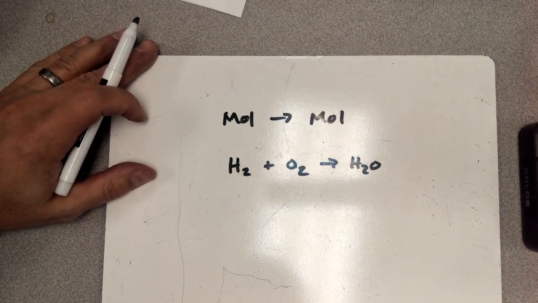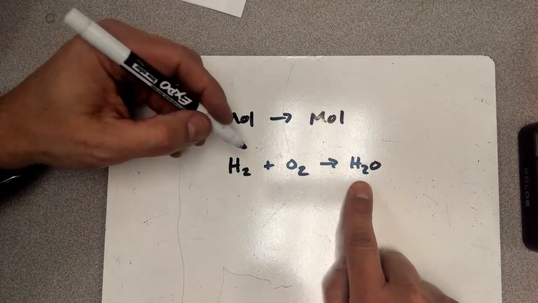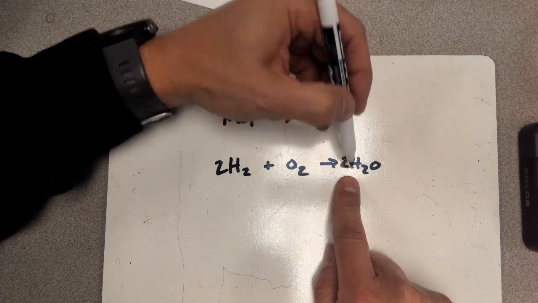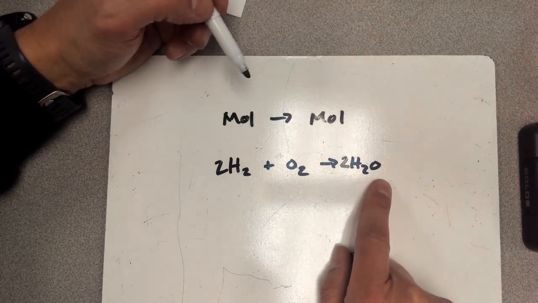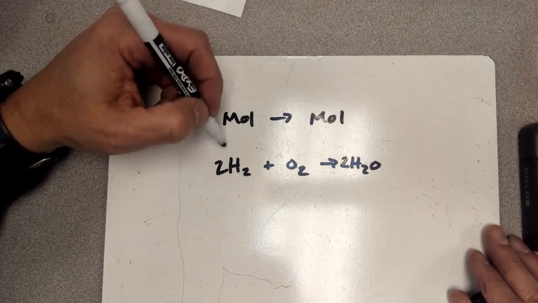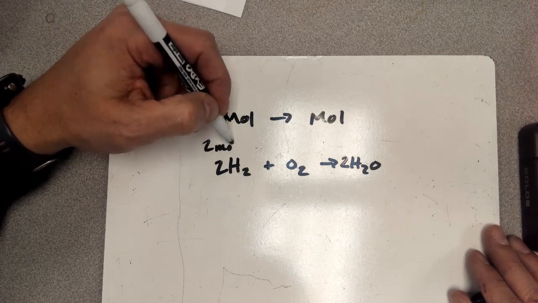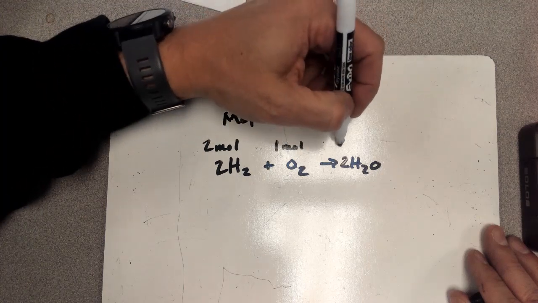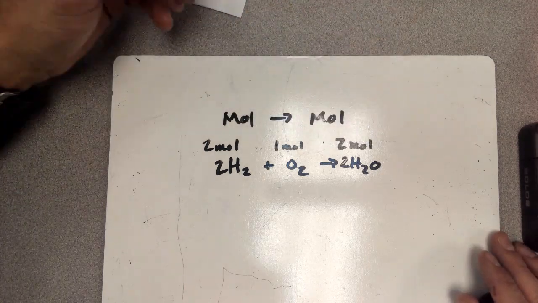First thing we need to do is we want to balance our equations out. So I'm going to put a 2 here, make 4 hydrogens. Put a 2 there to get 4 hydrogens. 2 oxygens on that side, 2 on this side. So the way I read this is that I have 2 moles of hydrogen reacting with 1 mole of oxygen to make 2 moles of water.